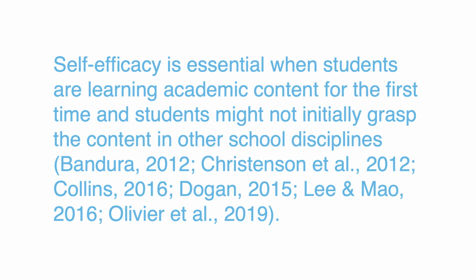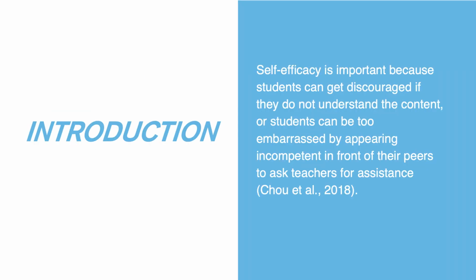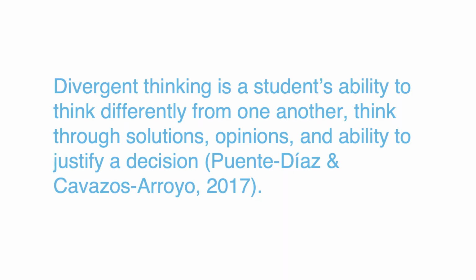Self-efficacy is essential when students are learning academic content for the first time and students who might not initially grasp the content in other school disciplines. Self-efficacy is important because students can get discouraged if they do not understand the content, or students can be too embarrassed by appearing incompetent in front of their peers to ask teachers for assistance. Divergent thinking is a student's ability to think differently from one another, think through solutions, opinions, and ability to justify a decision.